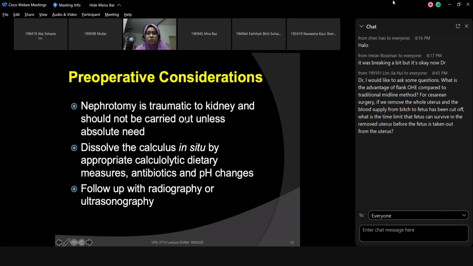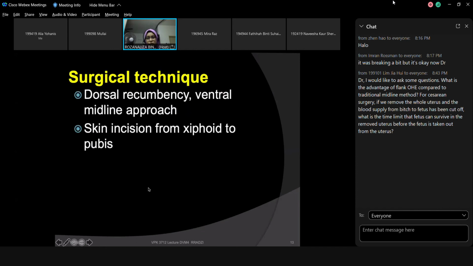So nephrotomy is traumatic to the kidney and should not be carried out unless there is absolute need. Okay, so you can dissolve the calculus in situ by a calculus-dissolving diet, antibiotics, and pH changes, and it has to be followed up by radiograph and also ultrasonography to measure.